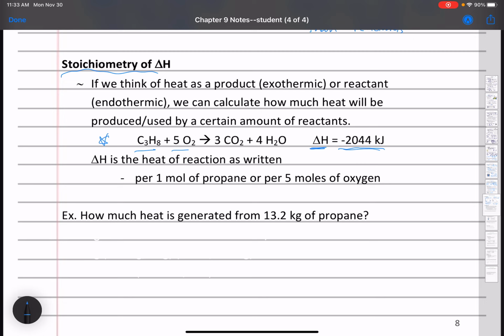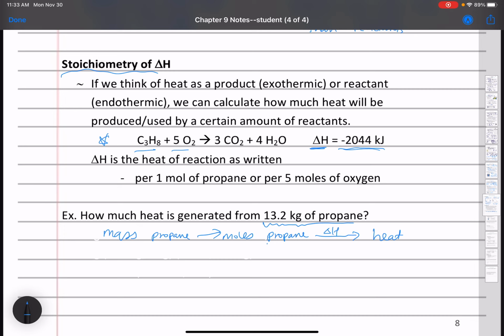So in this case, we have a question. It says how much heat is generated from 13.2 kilograms of propane. So we can go from the mass of propane to the moles of propane, and then from the moles of propane, we can figure out the amount of heat, because we can use the heat of reaction here to convert from moles of propane to heat that's produced.